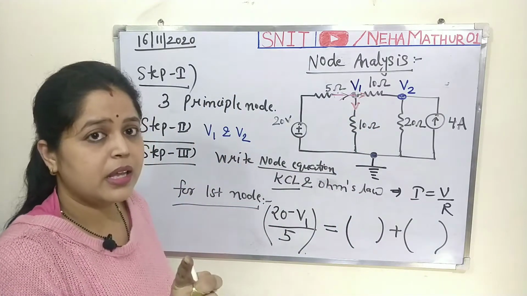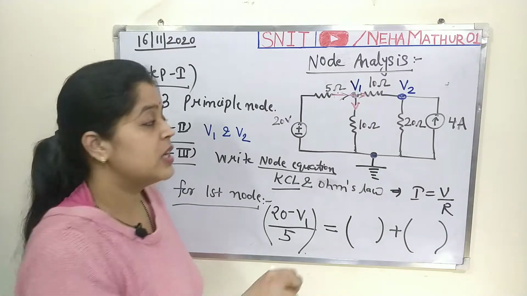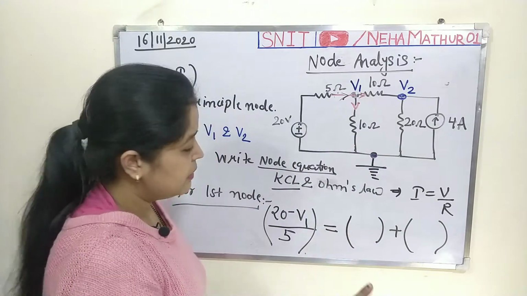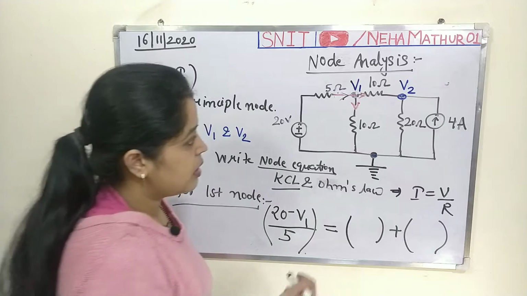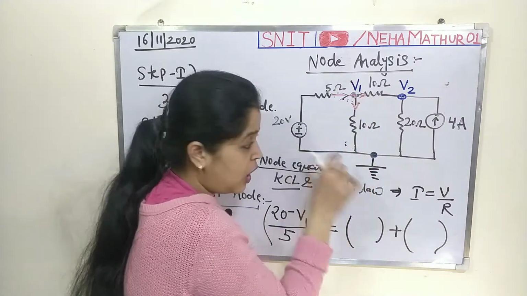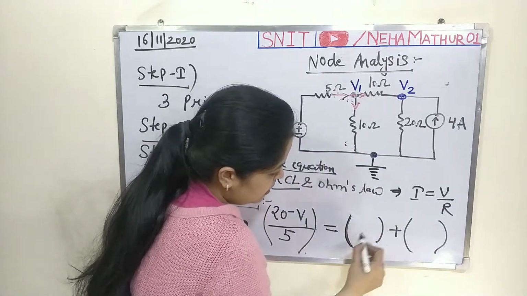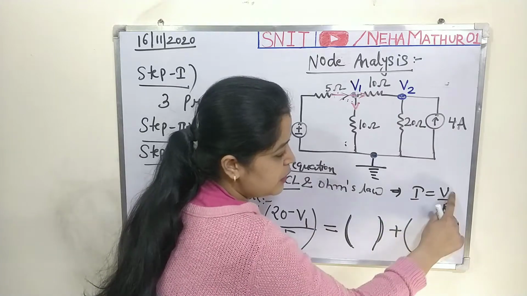I am again repeating, this is not a standard concept. You can change it, you can mention it as a leaving current also. Meanwhile the concept will be the same, the process will be the same. Now come with this branch. Since this is a leaving current, now you will have to mention that particular current with the help of Ohm's law, that means V by R.